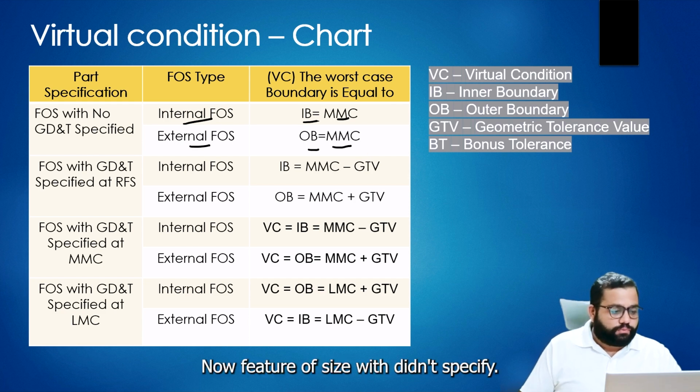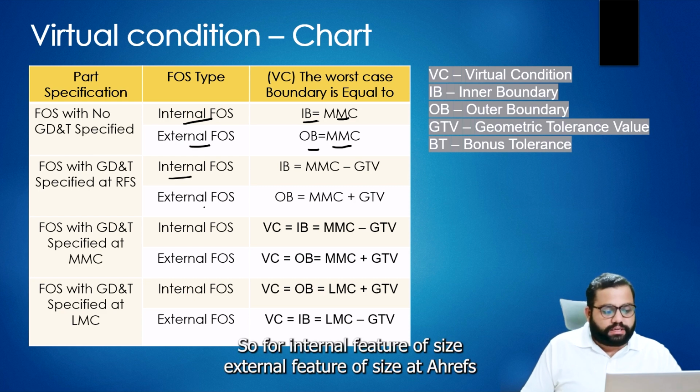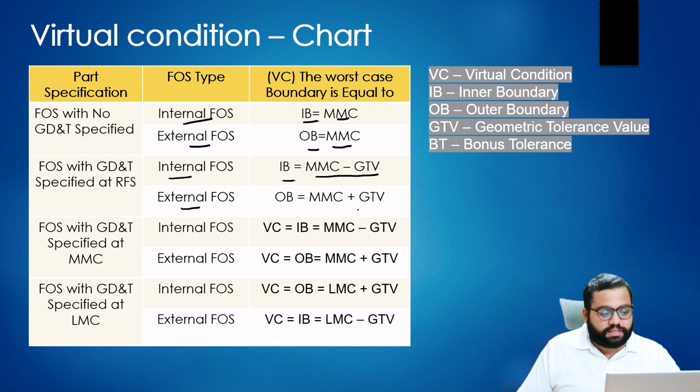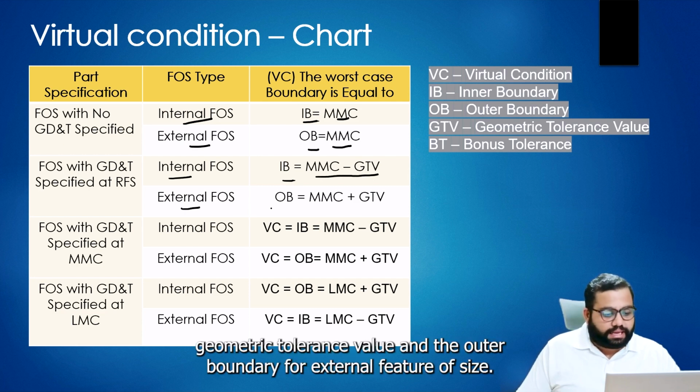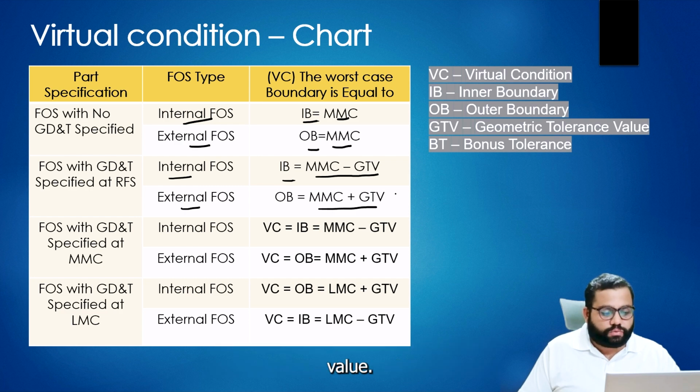Okay. Now feature of size with GD&T specified at RFS. So for internal feature of size and external feature of size at RFS, the inner boundary is equal to the maximum material condition minus the geometric tolerance value, and for the external feature of size, the outer boundary is the maximum material condition plus the geometric tolerance value.